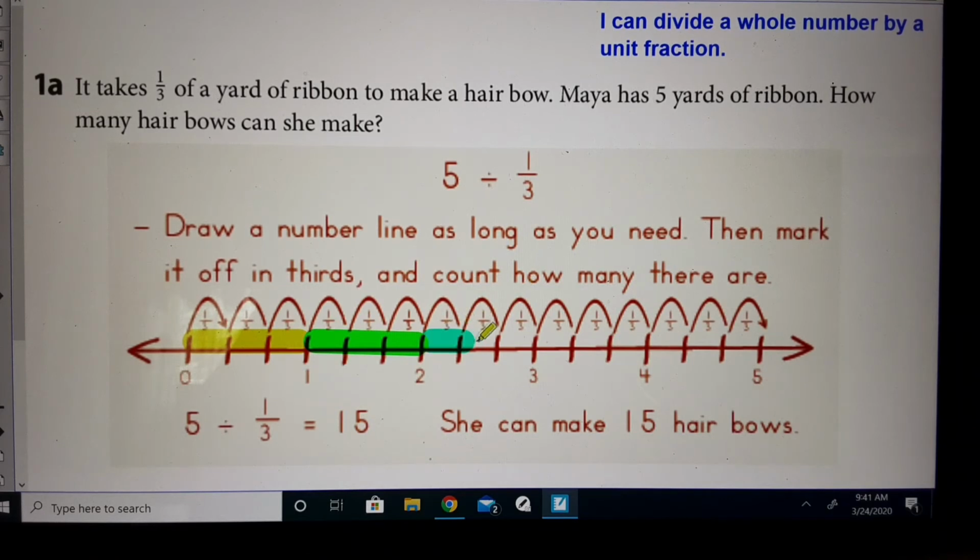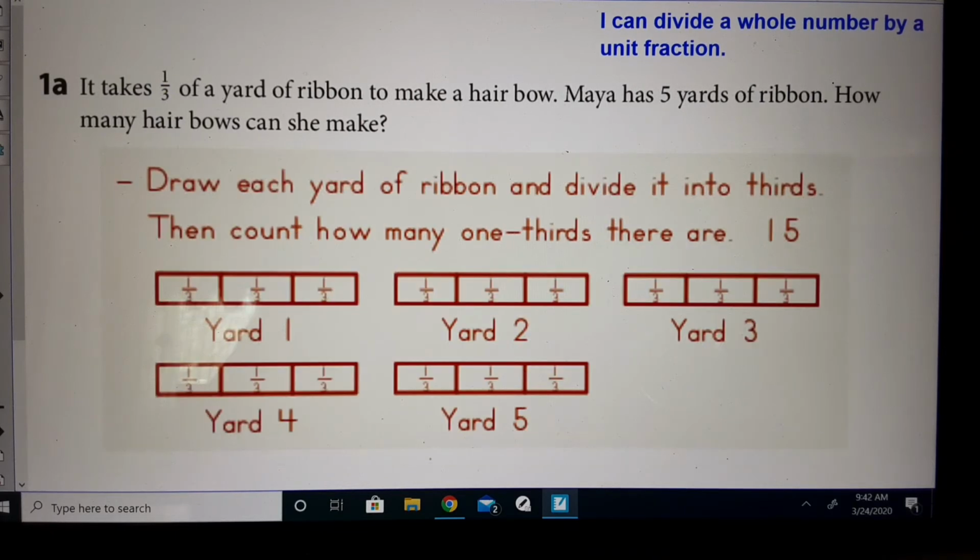And since a hair ribbon only needs one of those 3, we can easily now see that we have 15 of these sections. So we took 5, broke each of the 5 into 3 sections, thirds, and so now we have 15 pieces. So she can make 15 hair bows. Another way to draw it would be to draw each of the 5 yards separately, yard 1, 2, 3, 4, and 5, and split each one into thirds, and we can see that we have 15 of them.